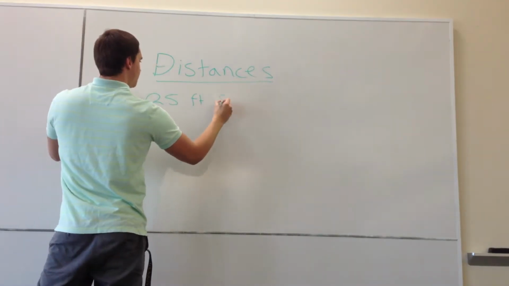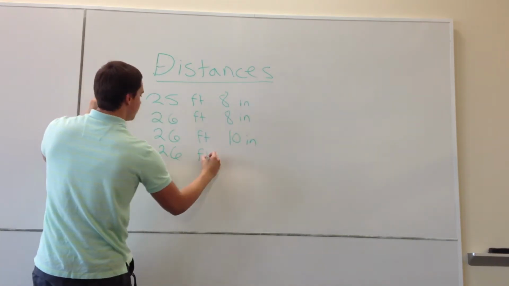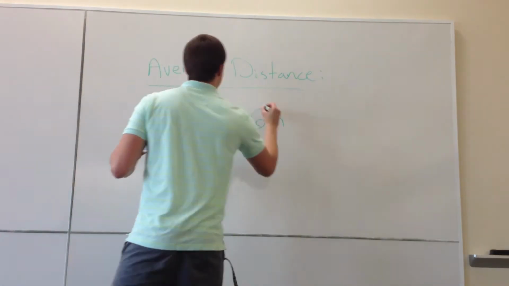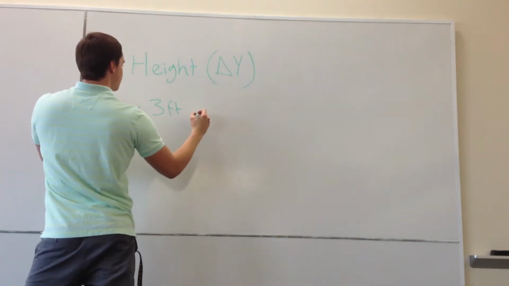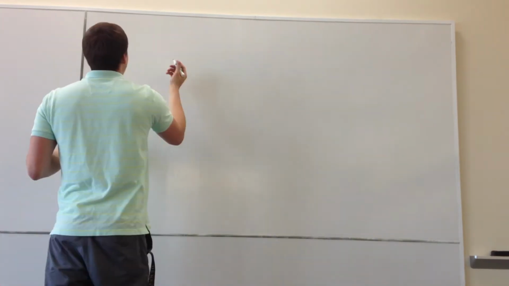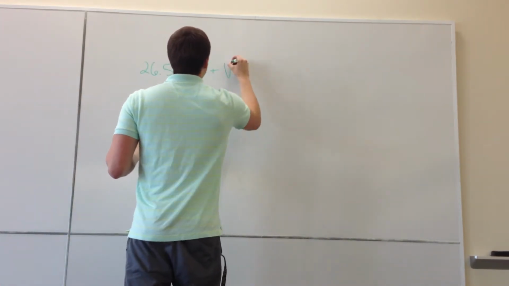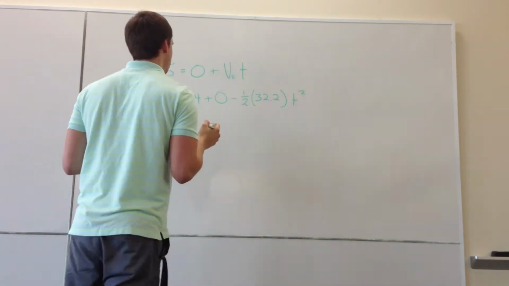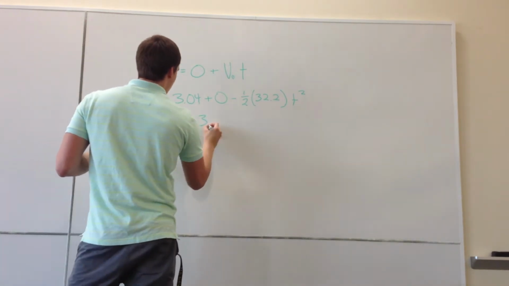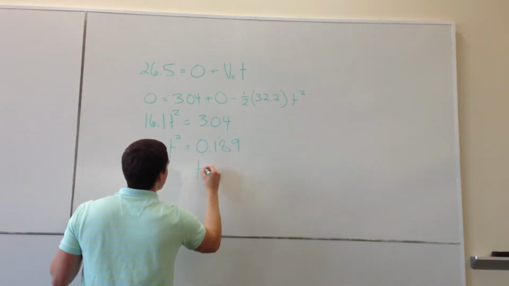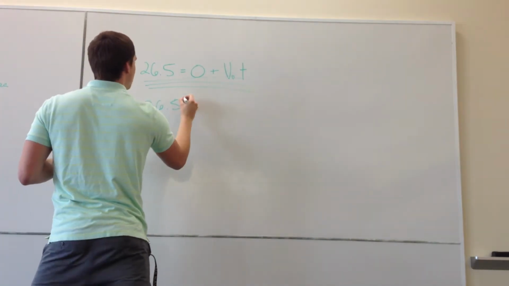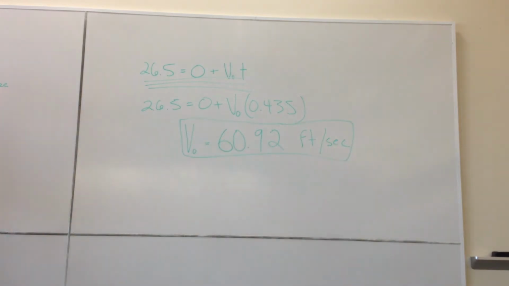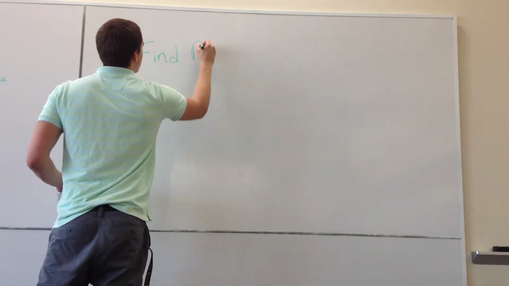First things first, we had to look at our first experiment where we calculated the average distance. We did 6 trials and the average distance traveled was 26.5 feet. The height we knew was 3 feet, and with that we could solve for time using the kinematic equation in the y direction. We solved for time equals 0.435 seconds. Now that we know time, we can solve for the velocity, which is 60.92 feet per second, using the kinematics in the x direction.